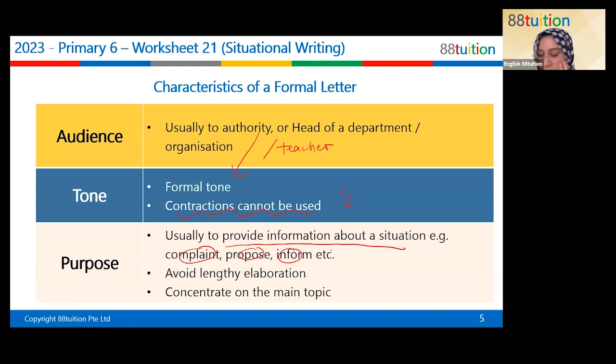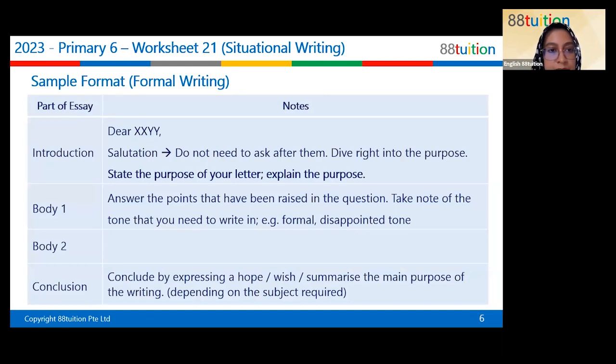Avoid lengthy elaboration. Just keep it simple for the purpose. Next, this is an example format of a formal letter. Dear whoever. You do not need to ask after them. Don't say how have you been. That one is informal. You don't have to write that for formal.